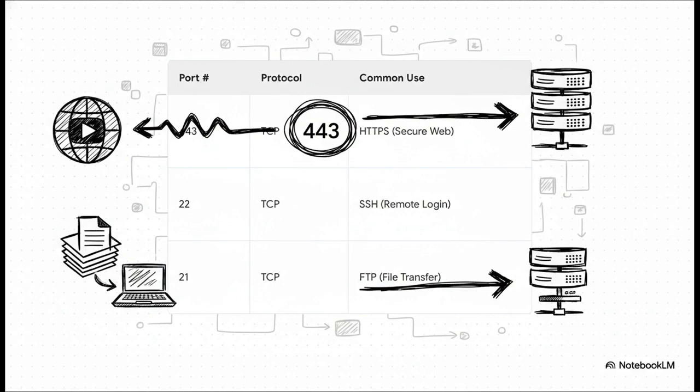So, for example, when you go to a secure website like YouTube, your browser just knows, okay, I'm heading for port 443. That's the universally recognized door for secure web traffic. If you were trying to, say, remotely log into a server, you'd probably go to port 22. These well-known ports make sure your request gets to the exact right service on that server.